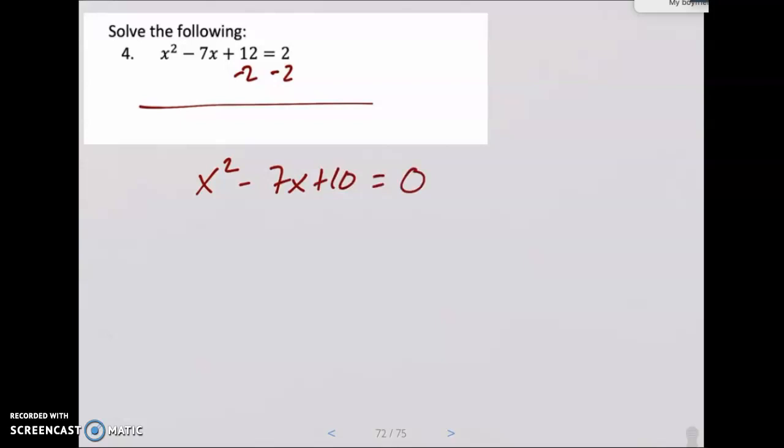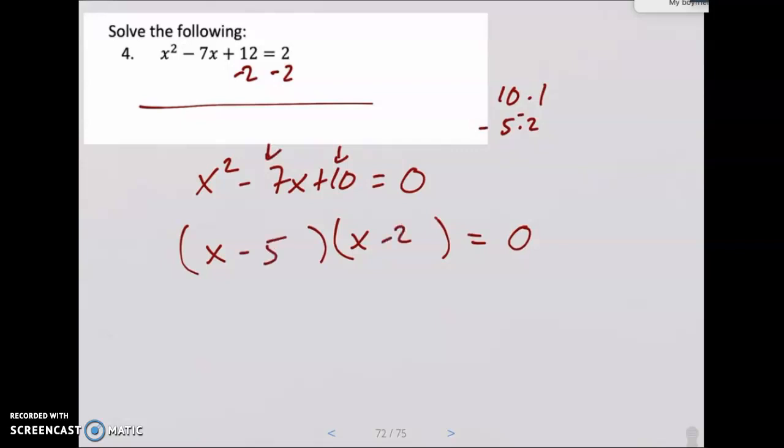And then from here, if you want to do the quadratic formula, you can. I always try to factor it first because factoring is faster. X times x is x squared. Now I need some factors of 10. So think of factors of 10. 10 and 1, 5 and 2. There it is, 5 and 2. And I know that I want them to both multiply to 10 and add to negative 7. So I need a negative 5 and a negative 2. I get x minus 5 equals 0, x minus 2 equals 0. So x equals 5, and x equals 2.